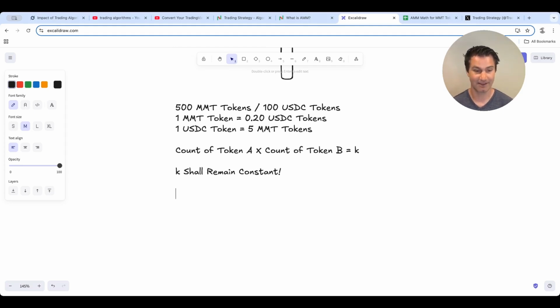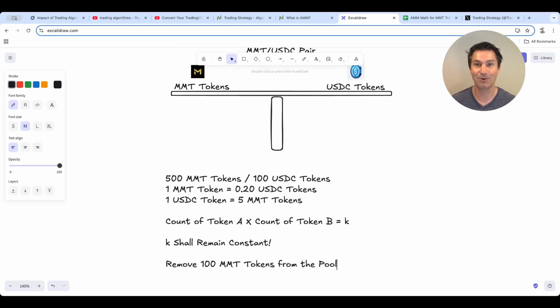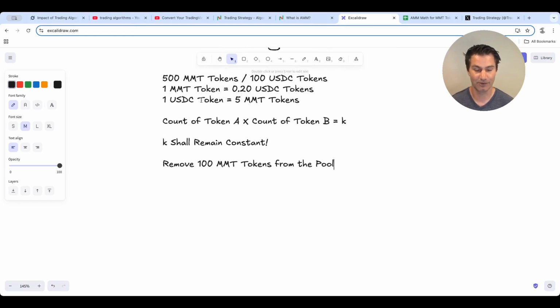Okay, so what happens then? Let's say we want to remove 100 MMT tokens from the pool. Now we use the term pool here. I like lever, but liquidity pool, that's what it's called. Essentially what we're doing is we're going to pull 100 tokens off this side of the lever. And so we need to add USDC tokens to the other side, like I just said. And so how do we do that? We're going to use this formula that we just said that we had in order to ensure that's going to happen. And that's going to look something like this.